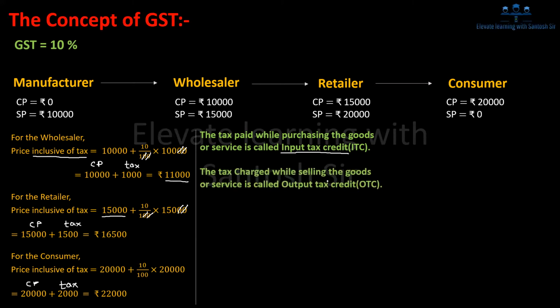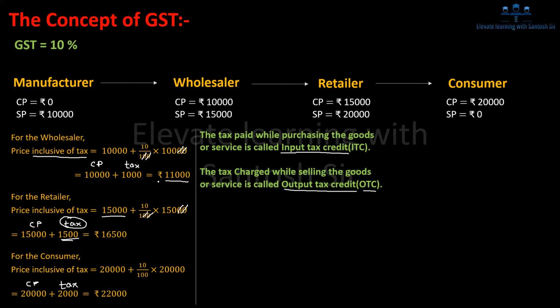Now, the tax charged while selling the goods or service is called the output tax credit or OTC. So when the wholesaler is selling it to the retailer, he is charging a tax of rupees 1500. So the output tax of the wholesaler is 1500. At the same time, the retailer is purchasing and paying the tax of 1500. So for the retailer, input tax will be 1500.